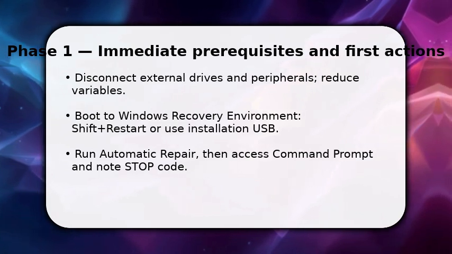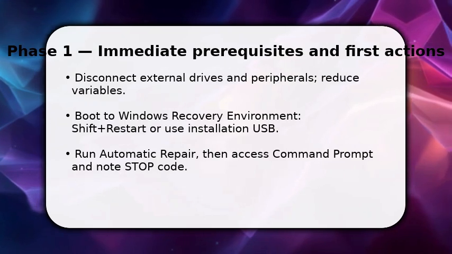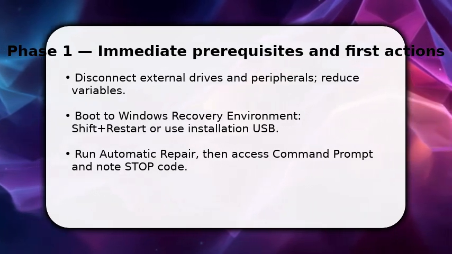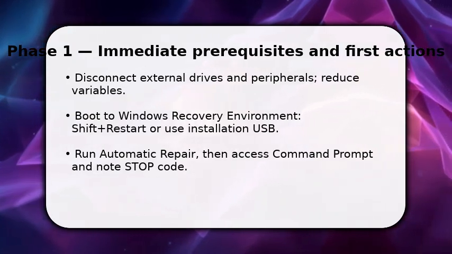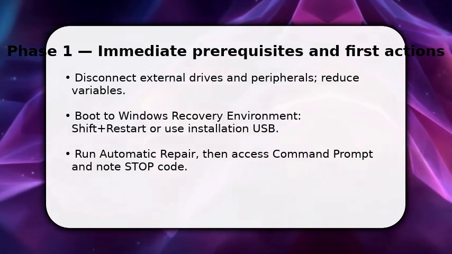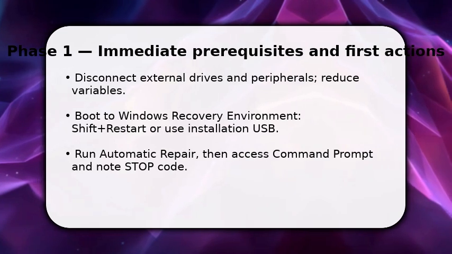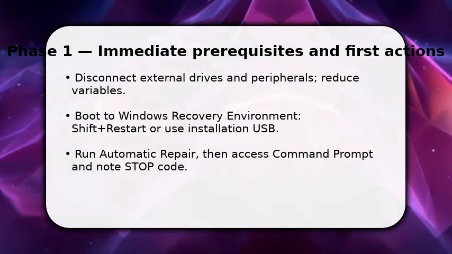Once booted into the recovery environment via Shift plus Restart or an installation USB, choose Automatic Repair to let Windows attempt fixes. If that fails, open Command Prompt and record the blue screen stop code and any file names shown. This tells you whether it's driver, disk, or memory related. Make sure to note exact text. It guides the next targeted actions.